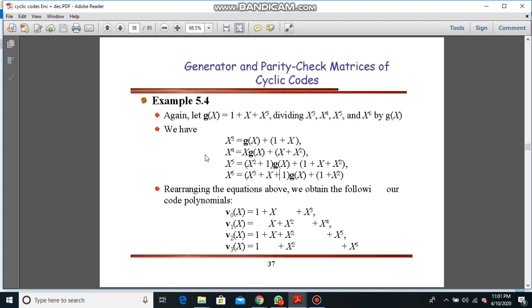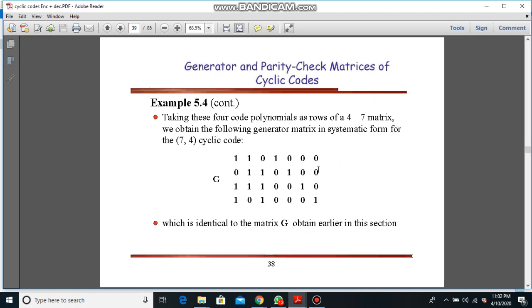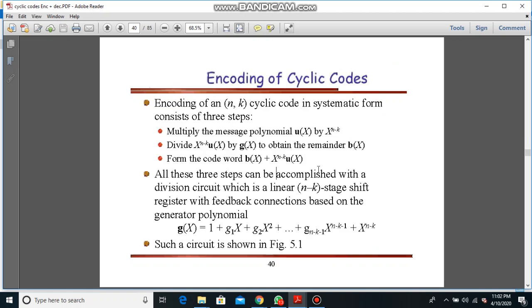See here what I have done: I have found these bits. These bits are providing me the code polynomials V0, V1, V2, V3. From this, I can write my generator matrix. The generator matrix is this, from the previous example.